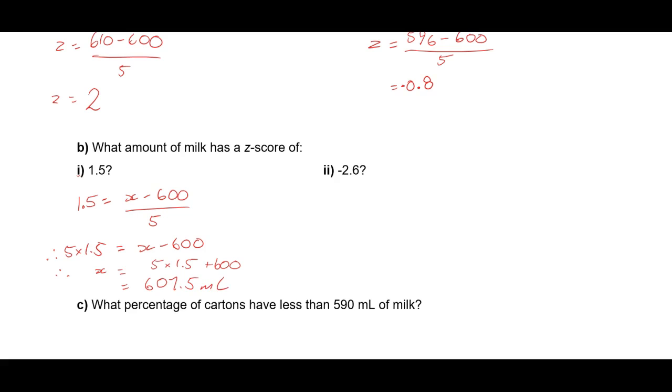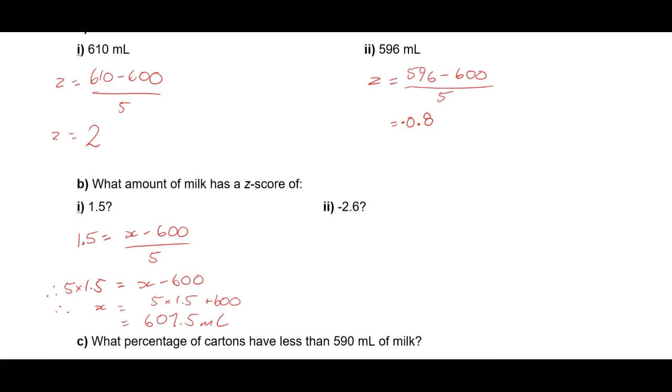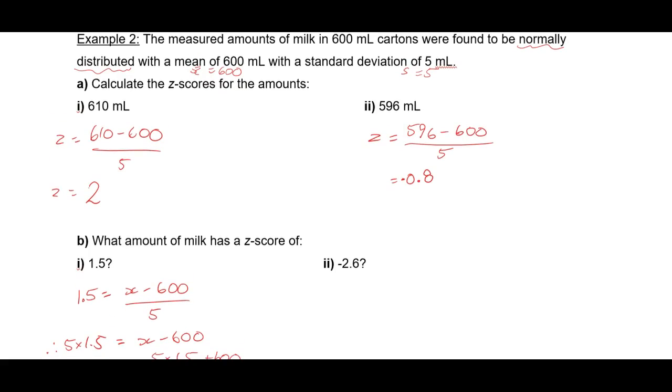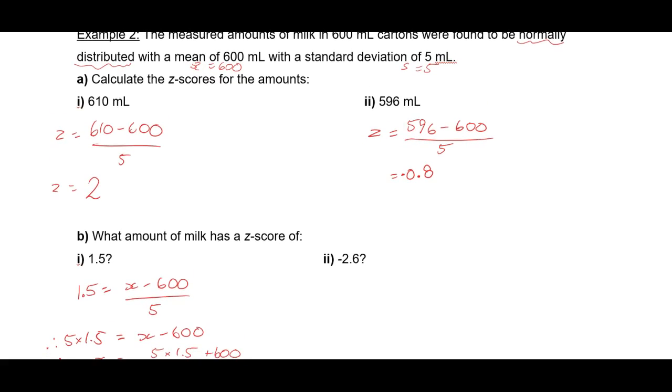Now, negative 2.6. So we are 2.6 standard deviations below. 2.6 standard deviations is 2.6 times 5, or I guess it's 1.3 times 10. So that is 13 mils below the 600. So it should be, well, not 800, it should be 587 mils.